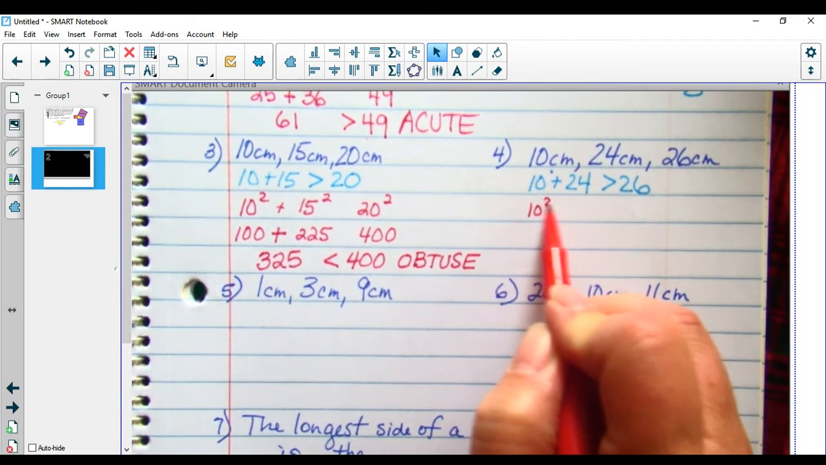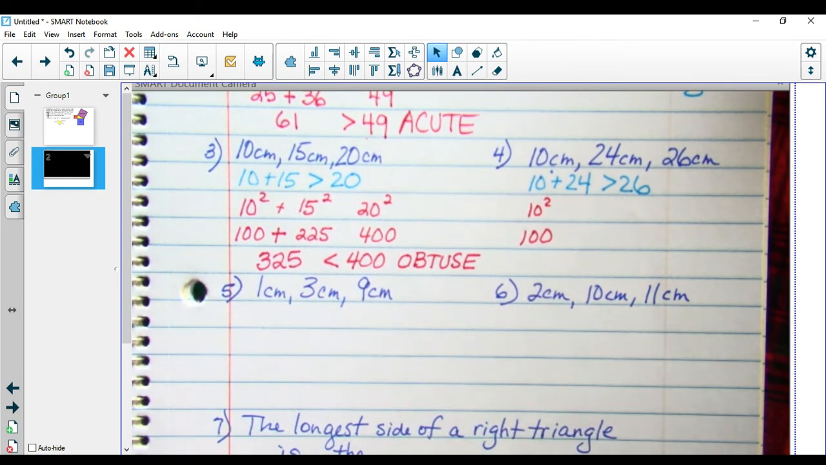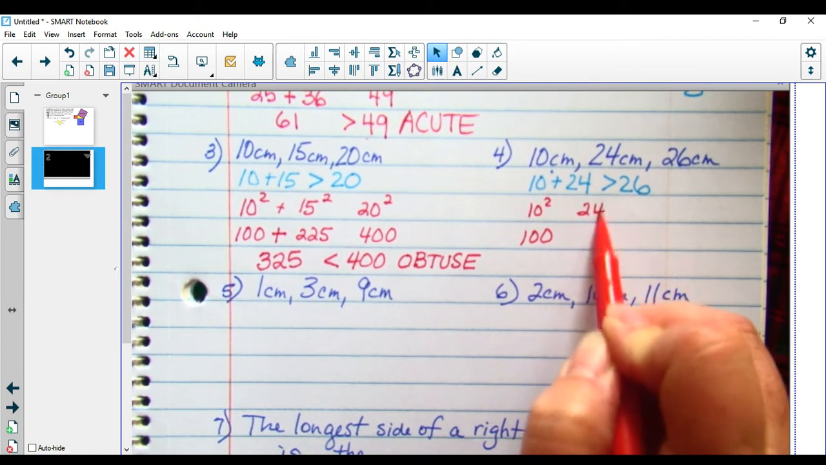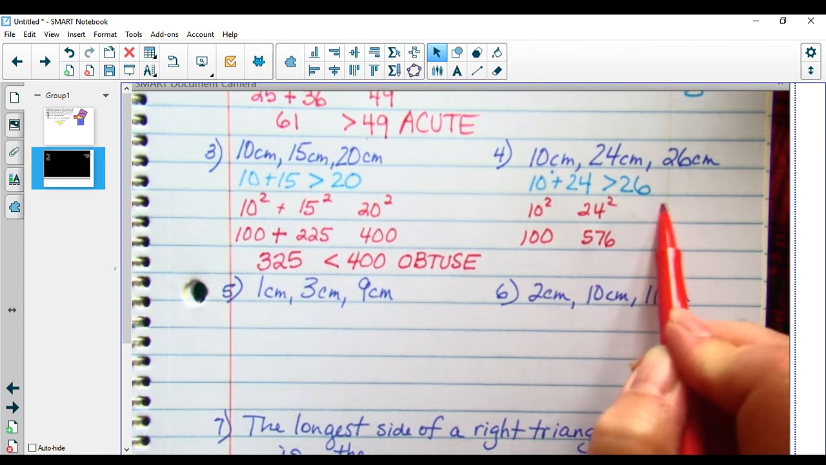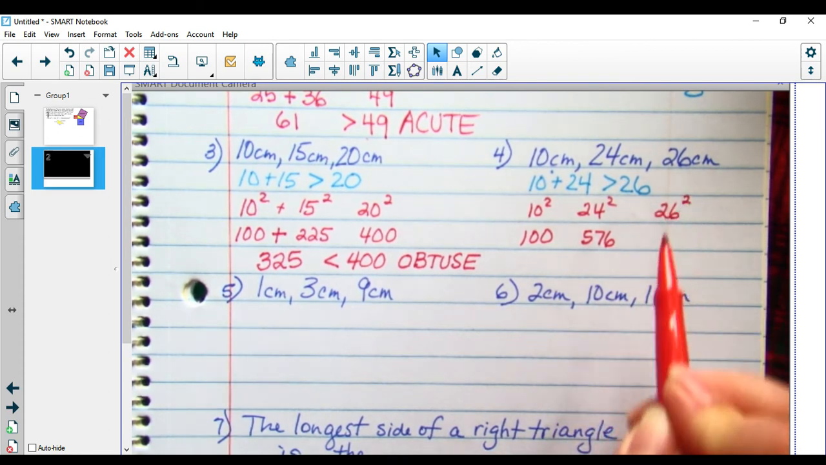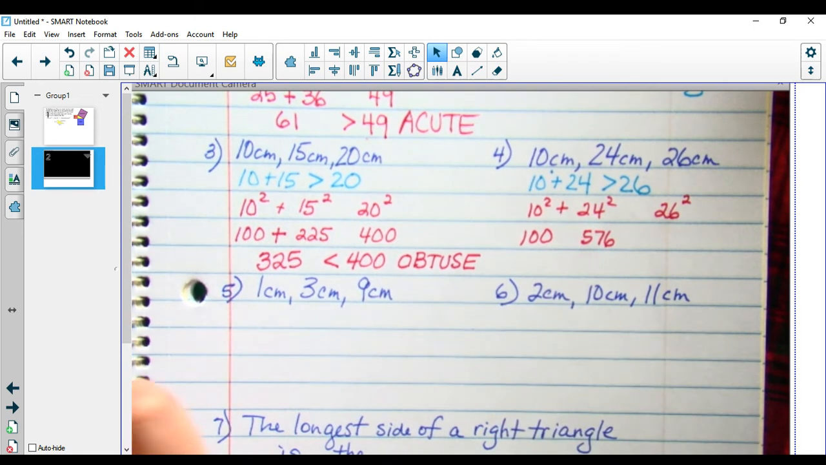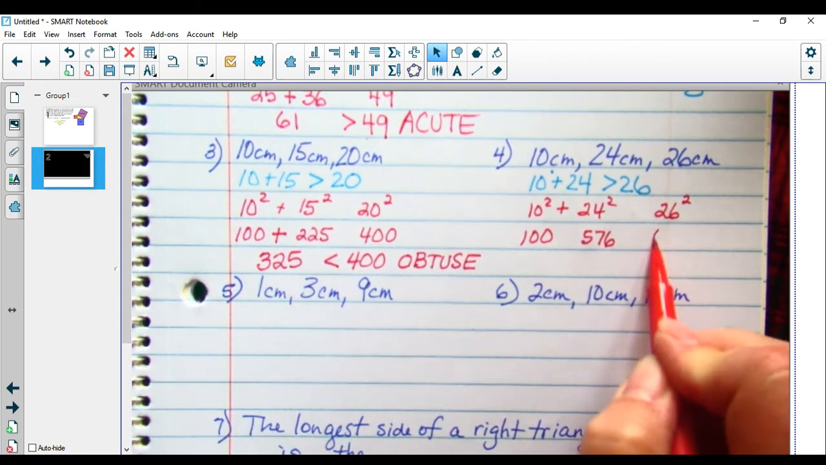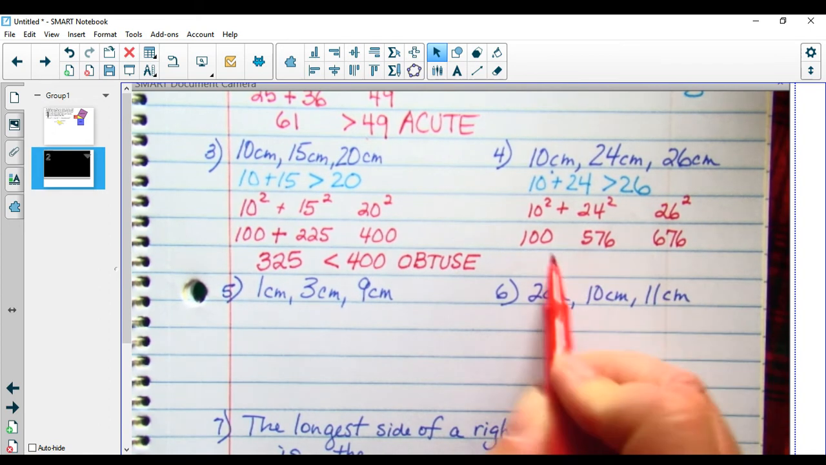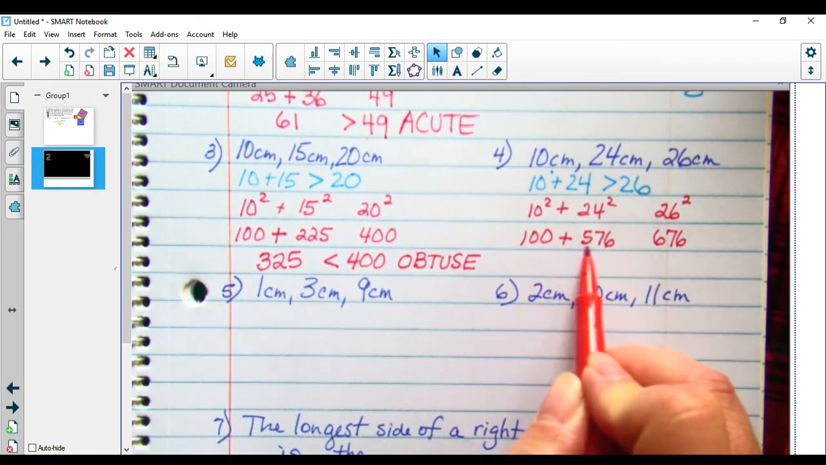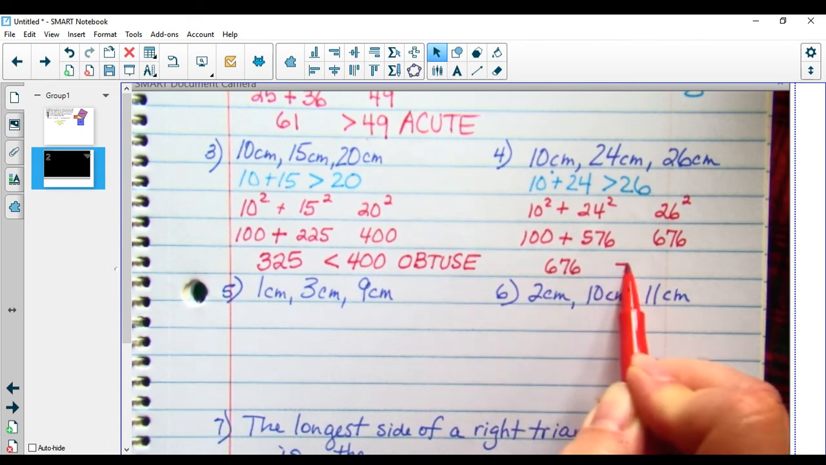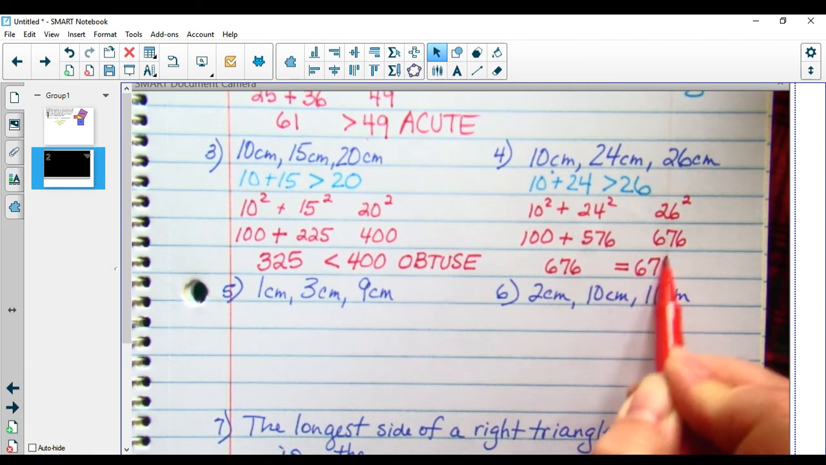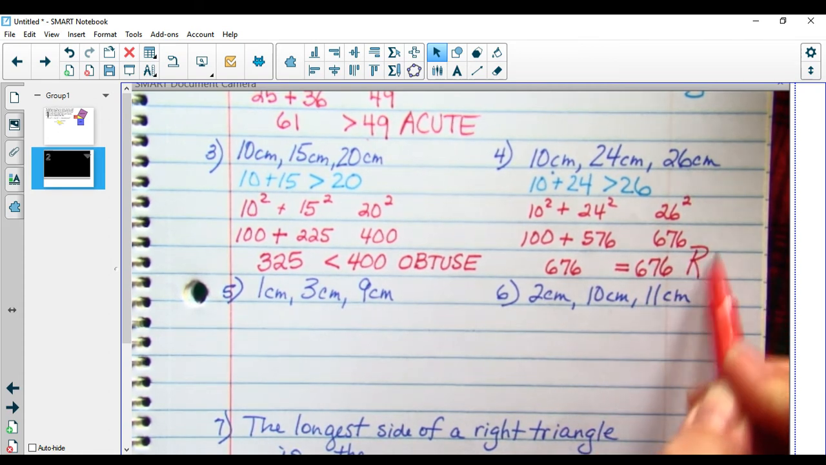So 10 squared is 100. 24 squared is 576. 26 squared is 676. 100 plus 576 is 676, is equal to 676. That's a right triangle.